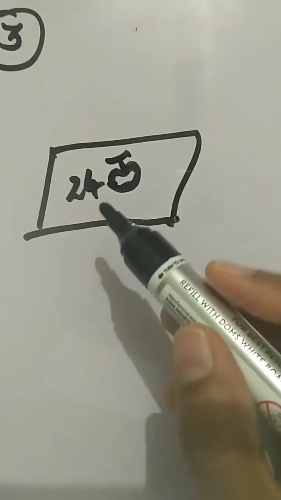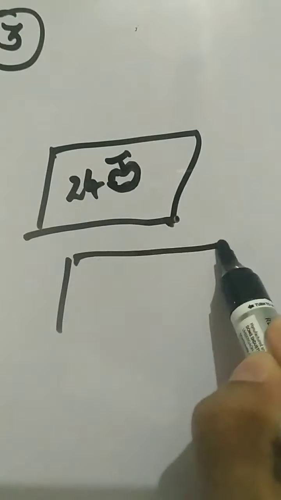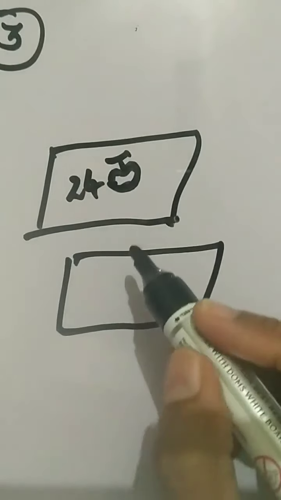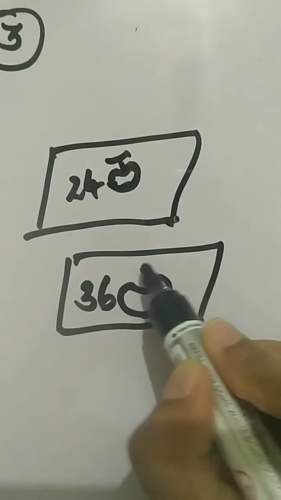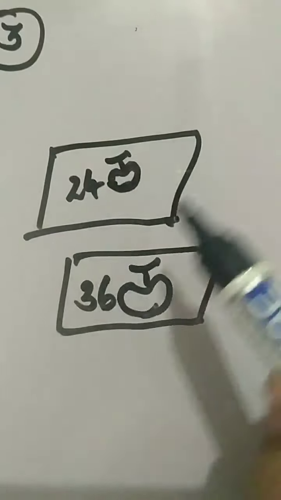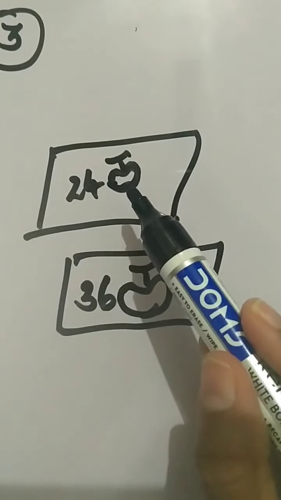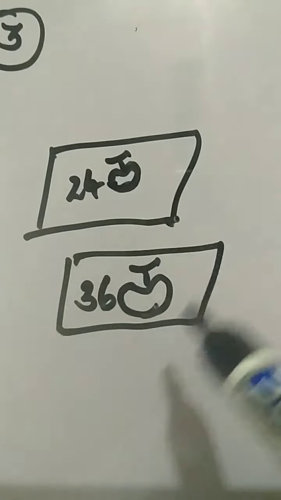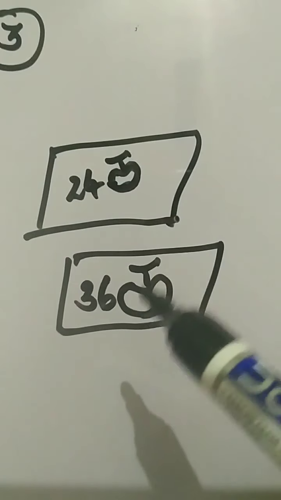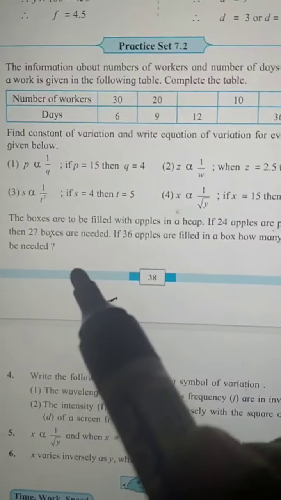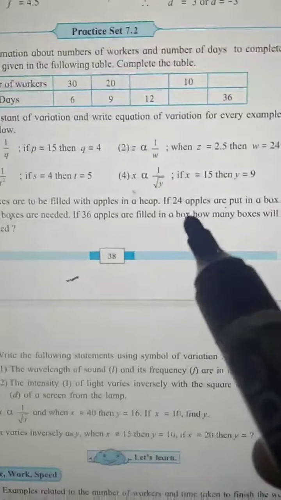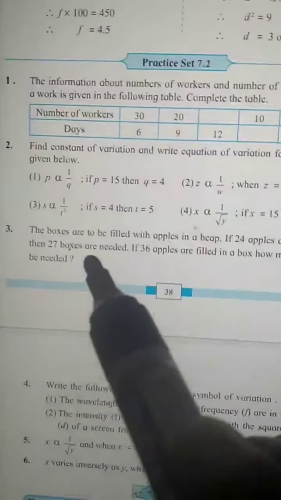Whereas there is another box, a little bigger, in which you can put 36 apples. So in this box you can put only 24 apples, whereas in this box you can put 36 apples in one box. So if 36 apples are filled in a box, how many boxes will be needed? In the first box, if 24 apples are put in a box, 27 boxes are needed. So what do you think?